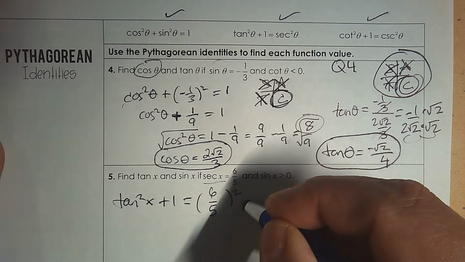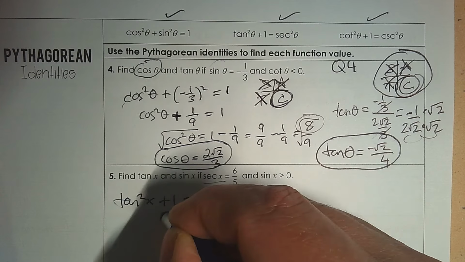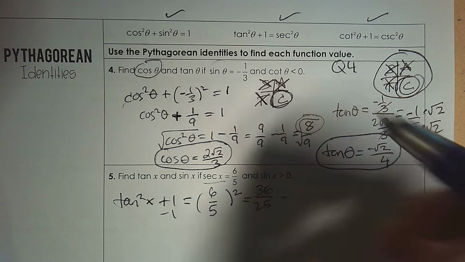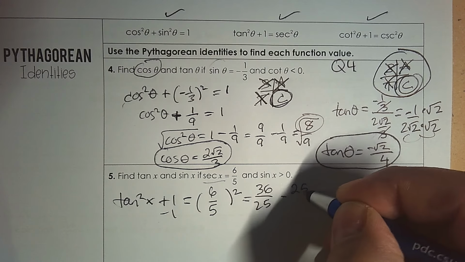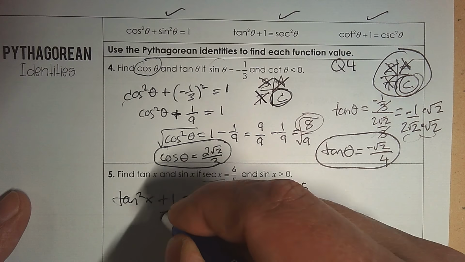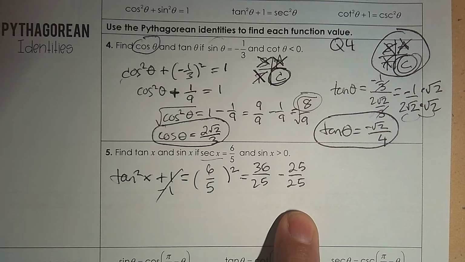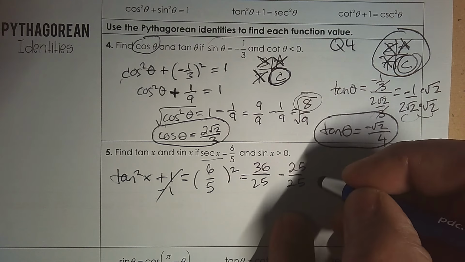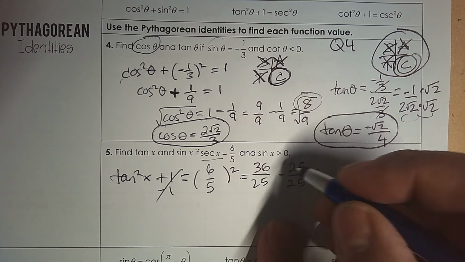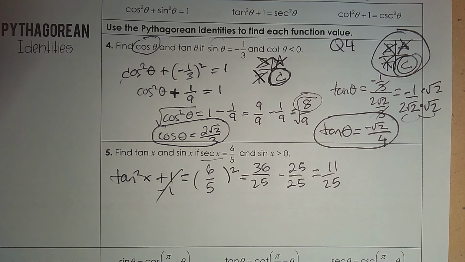So you wrote down 36 over 25. Then what you're going to do to get tangent by itself is subtract 1. What's a better way to write 1? So you have common denominators. 25 over 25. Just subtract the numerators. 36 take away 25 is 11, so it's 11 over 25.